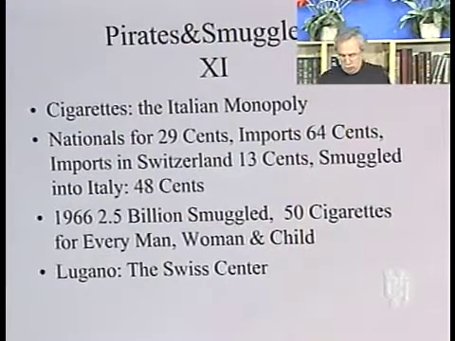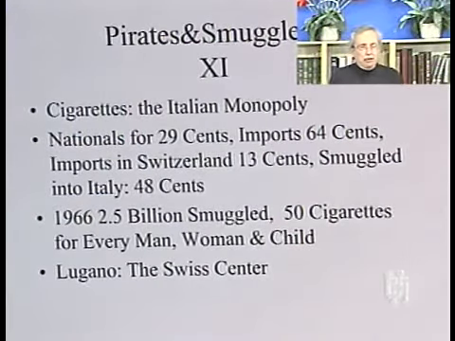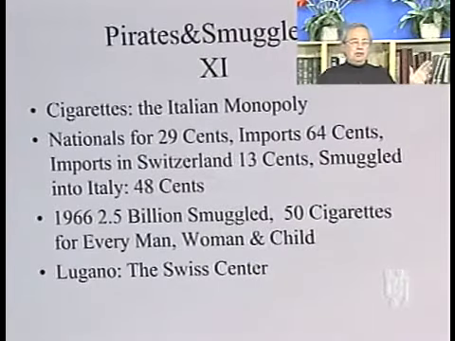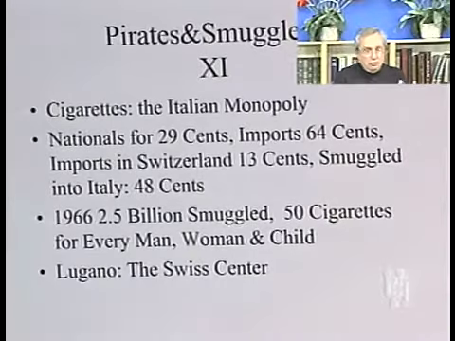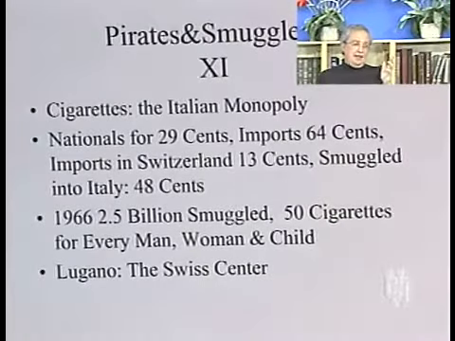So besides the fact that many people felt that the national manufactured brand was inferior, there was the simple fact that American cigarettes, because of mass advertising, did have this cachet about them, that this is the kind of thing that you want to be associated with. Now, as a result of the disparities in price, that it was so much cheaper to buy smuggled imports than to buy legally imported cigarettes, we see in 1966 that 2.5 billion cigarettes were smuggled, which is about 50 cigarettes per capita. In other words, for every man, woman, and child in Italy, they were smuggling in 50 imported cigarettes. This is a high ratio.